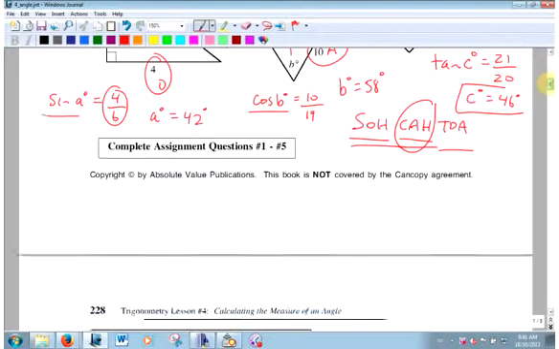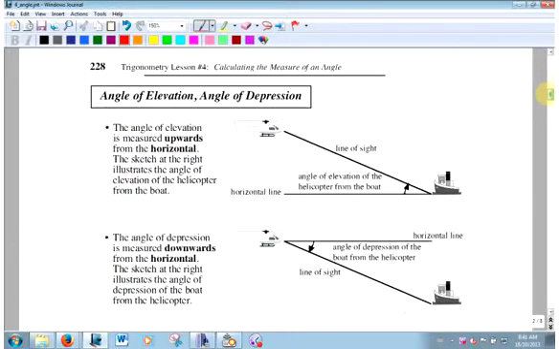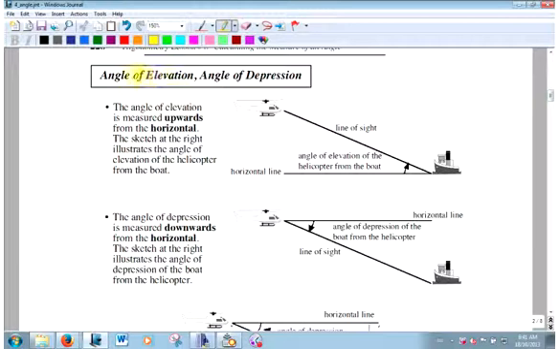Well, I could do these all day. Here's some terminology you guys need to know. Angle of elevation and angle of depression, because you're not always going to get the nice triangle picture. You're going to have to make it. What's the difference?